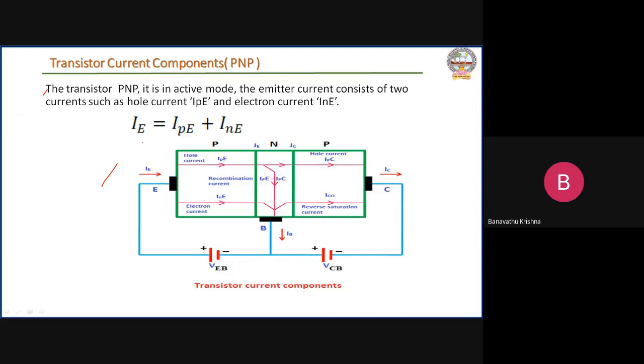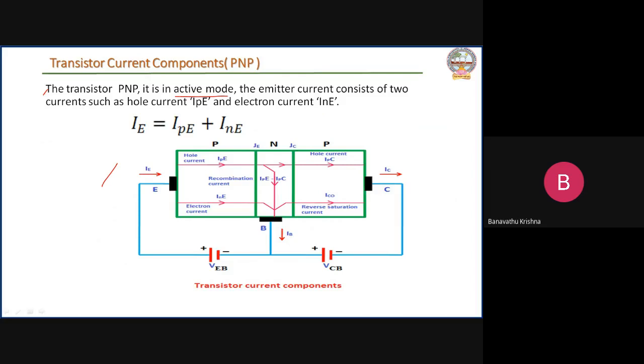Here the PNP is in active mode. If the device is in active mode, then the emitter base junction is in forward bias condition and the collector base junction is in reverse bias condition. Always, if the device is in active mode, the emitter base junction is forward biased and the collector base junction is reverse biased.